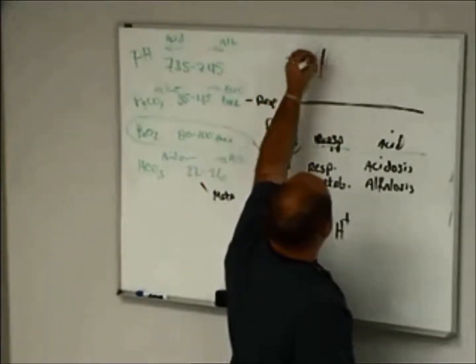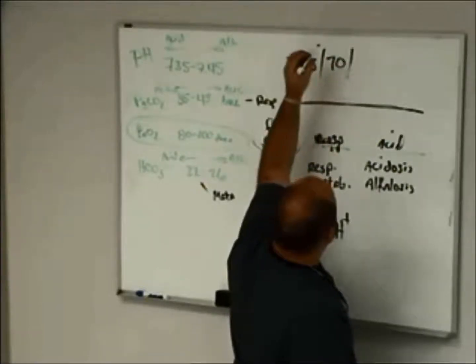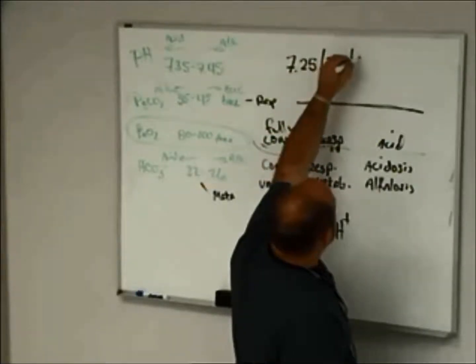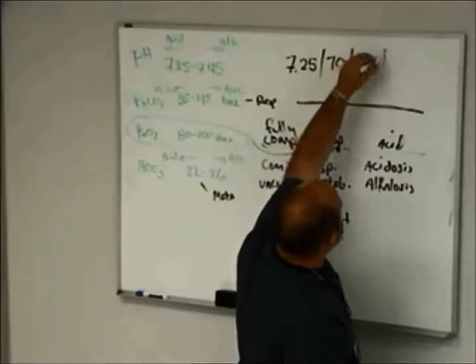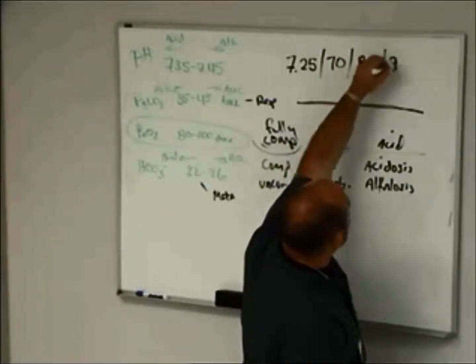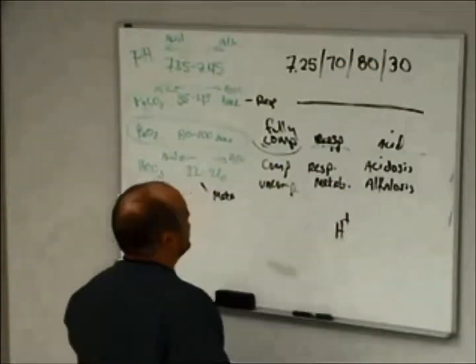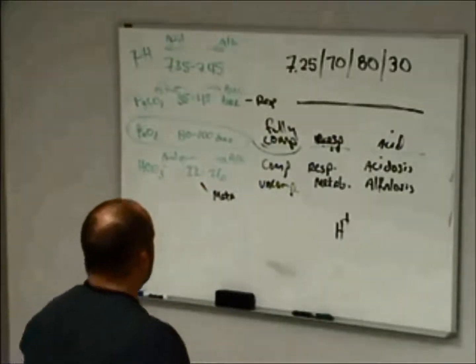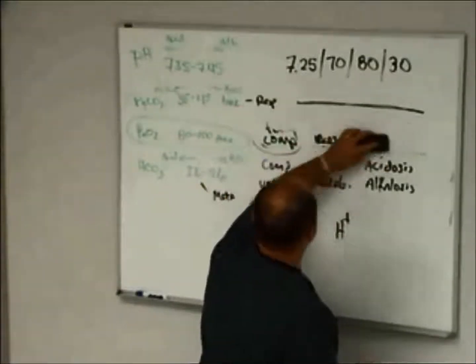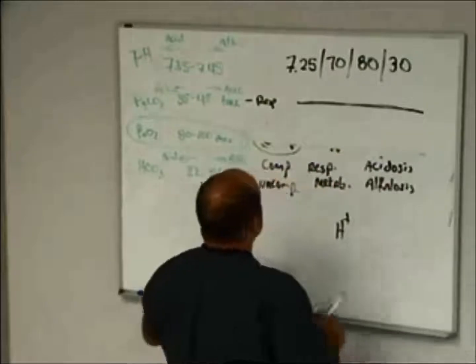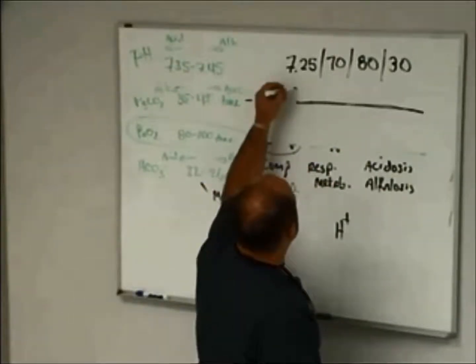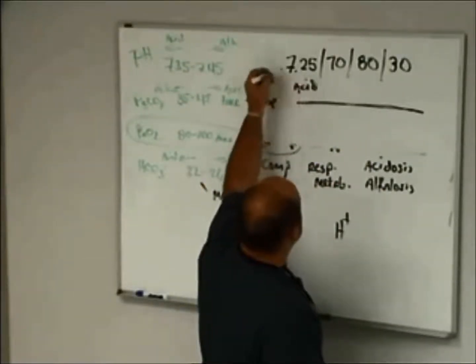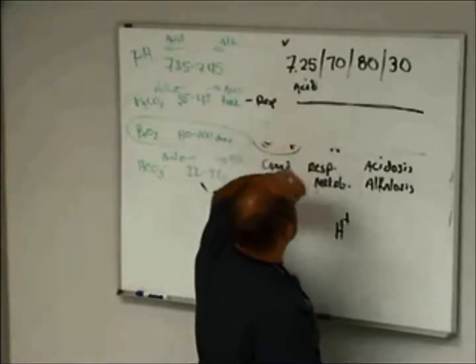7.25. 70, let's say 80, and let's say 30. So you're saying, okay, what's the deal here? So let's look at this. We're going to go, this is acid, we know that. So we're going to call the doctor on that. We'll check mark that one off.